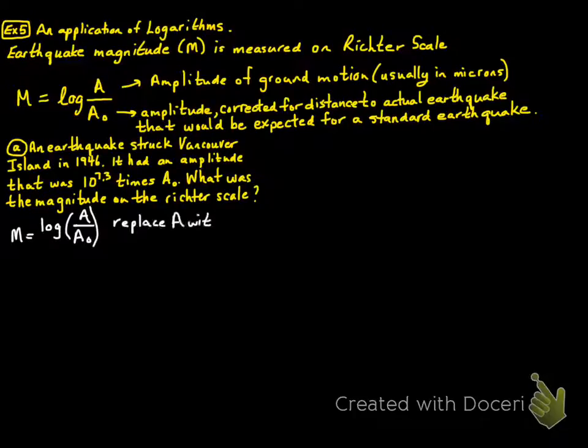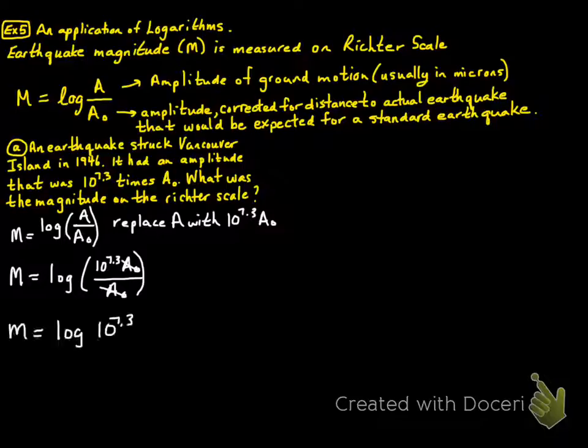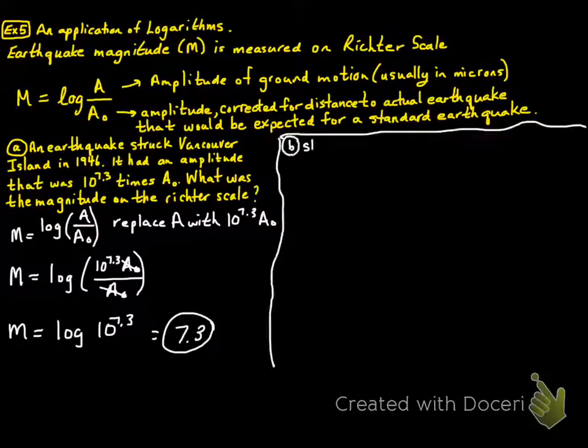We can say that M is equal to the log of A divided by A0, and replace A with 10 to the power of 7.3 A0. Now we have M is equal to the log of 10 to the power of 7.3 A0 over A0. We can cancel the A0s, and we got M is equal to the log of 10 to the power of 7.3. That is 7.3. B. The strongest earthquake to hit Canada was 8.1.